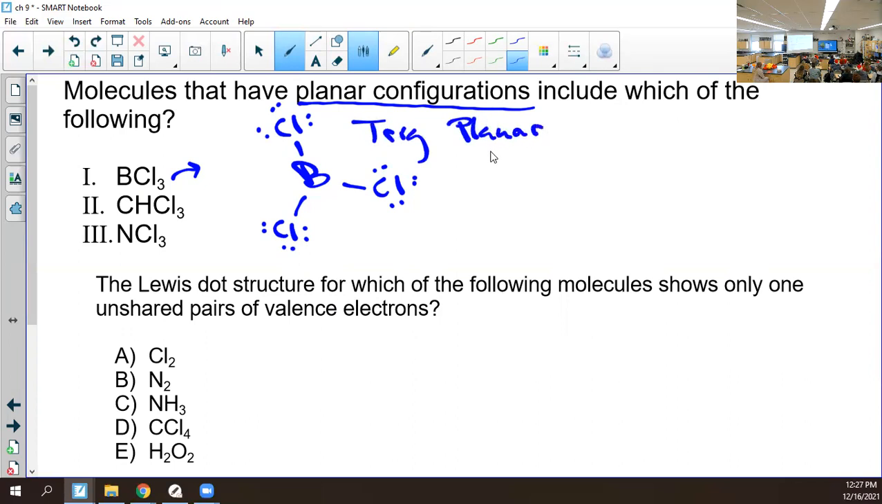Trigonal planar, right? So would this one have planar shape? Yes, it does.